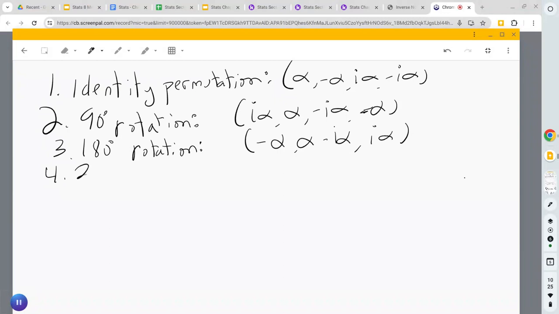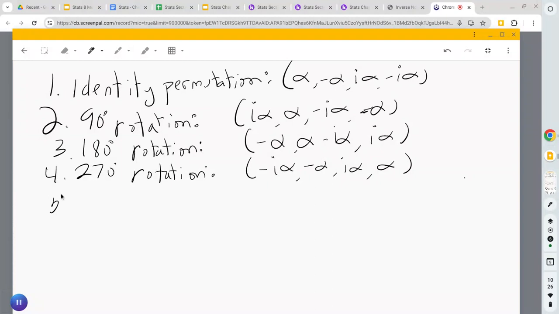We could do a 270 degree rotation. That's going to give me negative i times alpha and negative alpha and i times alpha and alpha again. And then we have to do some reflections here.